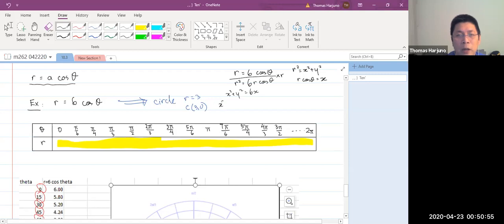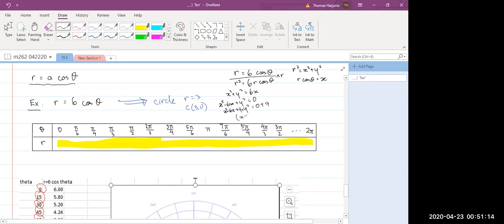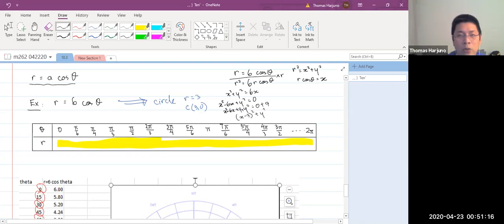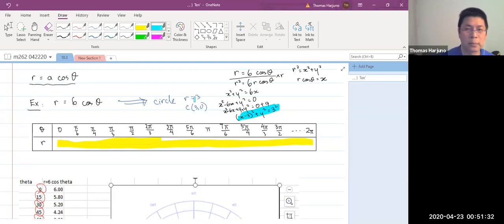Now then, I move the 6x to this side and complete the square. I will add what? I will add 9 to both sides, right? So then I will get x minus 3 squared plus y squared equals to 3 squared. Now, that's the equation of the circle centered at 3, 0 with radius 3. Okay?